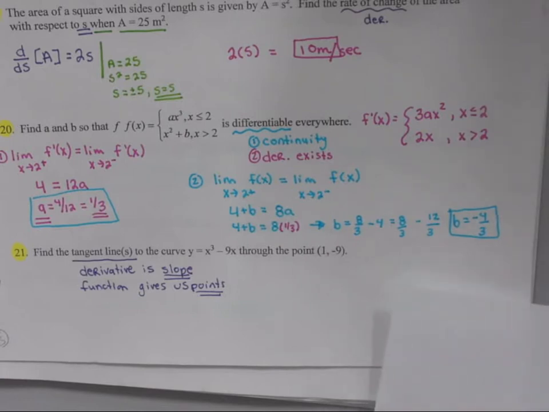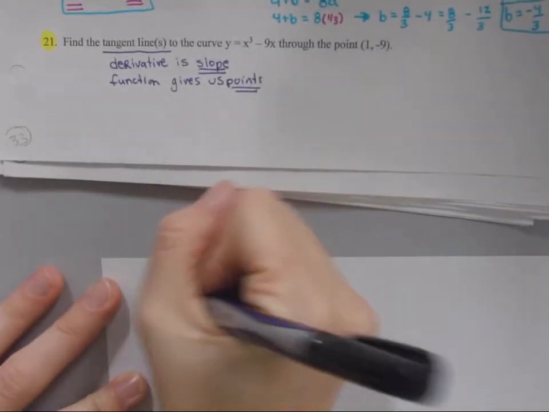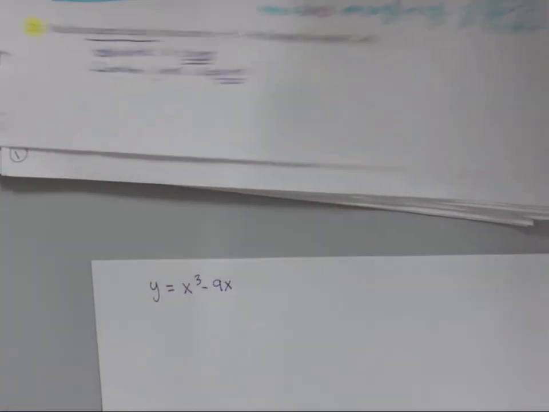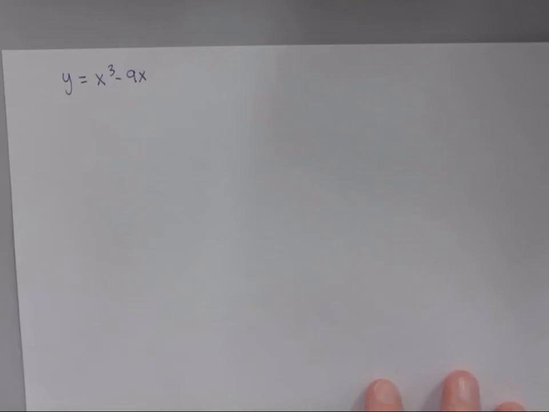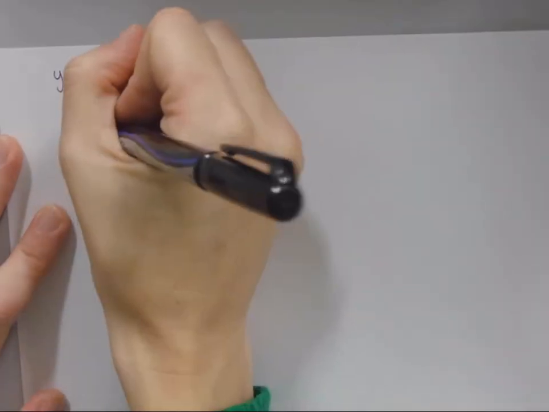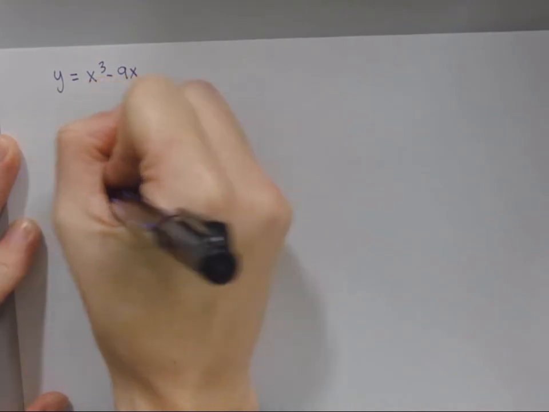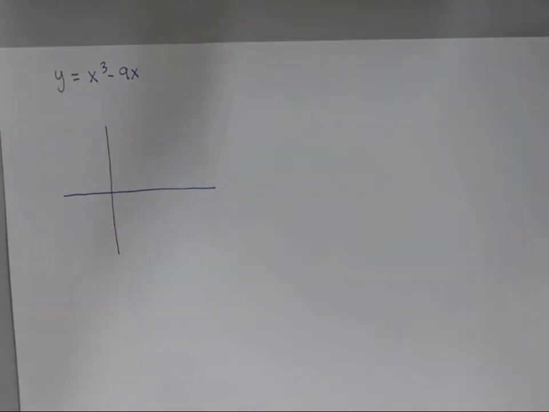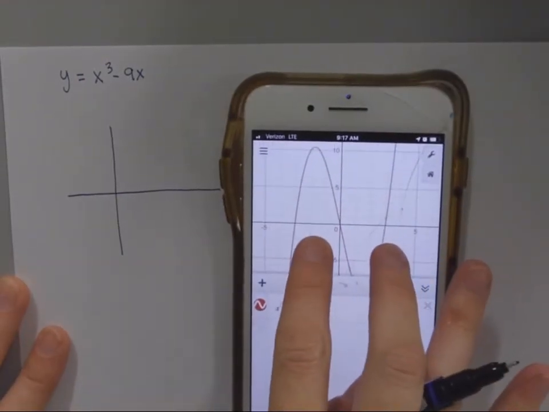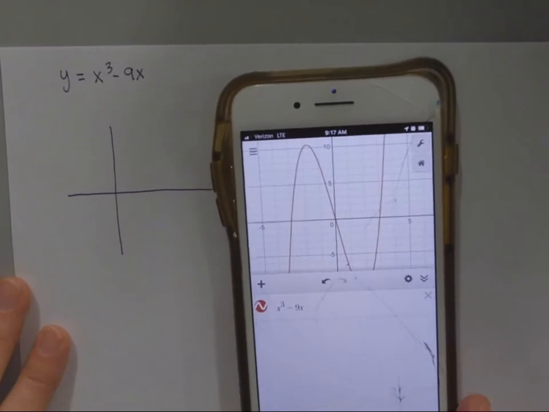So that might have been a little extra. So find the tangent lines to the curve. I'm going to sketch this for you. So y equals x to the third minus 9x. I'm going to write this a little bit bigger than I would normally, just so you can see. The first thing I'm going to do is sketch this. I probably could get close without it, but I'm going to put this in a calculator.